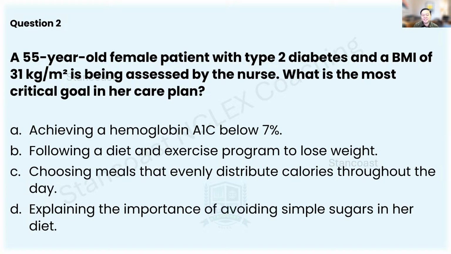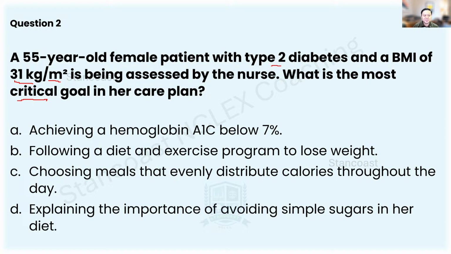Your patient is type 2 diabetic with a BMI of 31 kilograms per meter squared. And what would be the most critical goal in the care plan? Would that be A, is it B, C, or D?